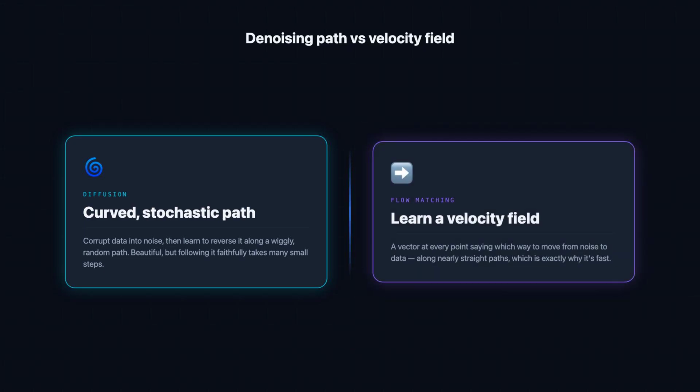Flow matching reframes the whole thing. Instead of a denoiser, it learns a velocity field, a vector at every point in space and time that says which way and how fast a sample should move to travel from noise toward data. Think of it as a current in a river that carries every drop toward the sea. And the most common recipe uses nearly straight paths between the two, which is exactly why it can generate so quickly.